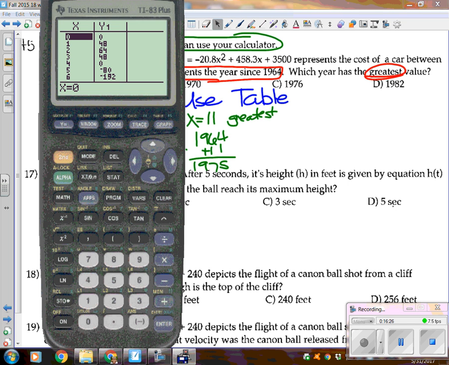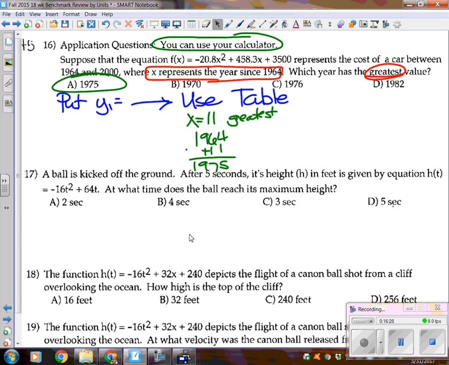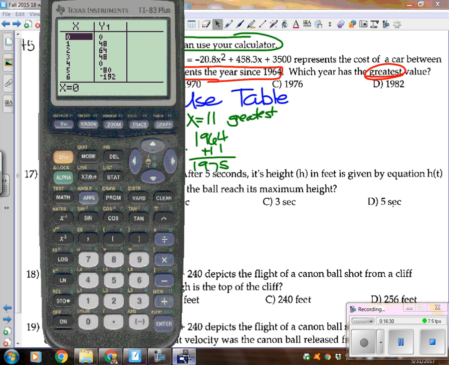Now, looking at your data table, what time does the ball reach its maximum height? So this is pretty symmetric. It looks like it reaches its maximum height at what? 2 seconds.